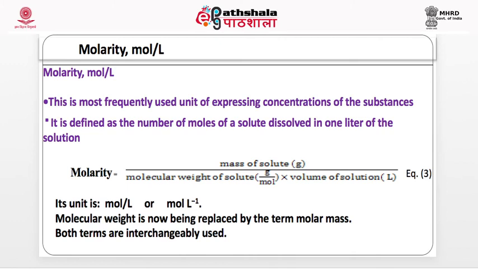Now first I explain the molarity. The unit is mole per liter. The most preferred unit of expressing concentration of substances in chemistry is molarity. It is defined as the number of moles of a solute dissolved in 1 liter of the solution. Its unit is mole per liter or mole liter inverse. It is defined by equation 1: molarity is equal to mass of the solute in gram divided by molecular weight of the solute into volume of the solution in liter. That is very important. In many numerical problems, the volume of the solution may be given in milliliter. You have to convert it into liter before applying this formula.